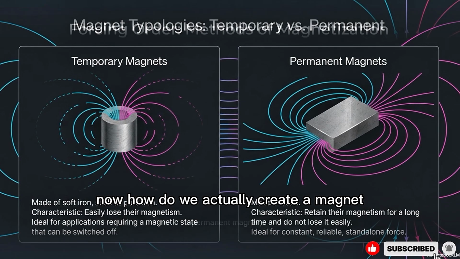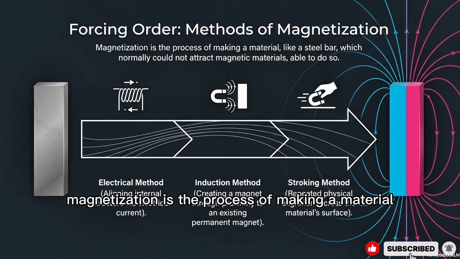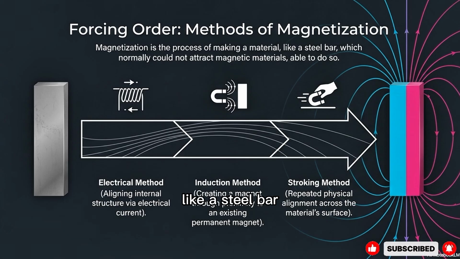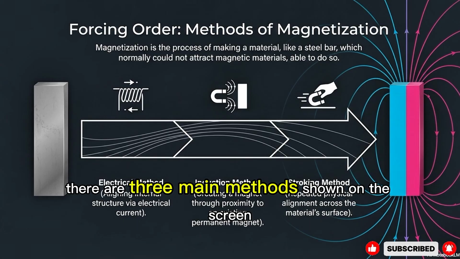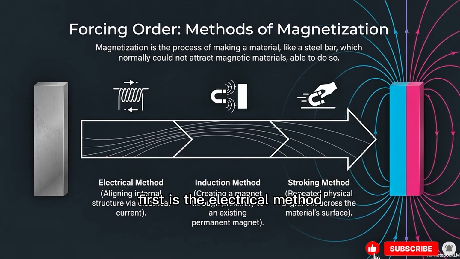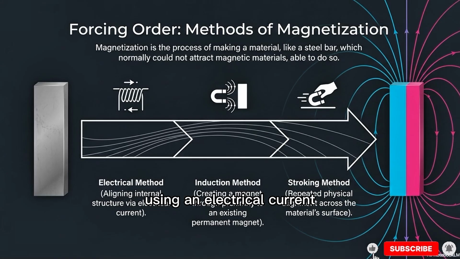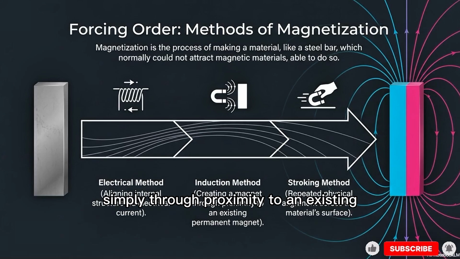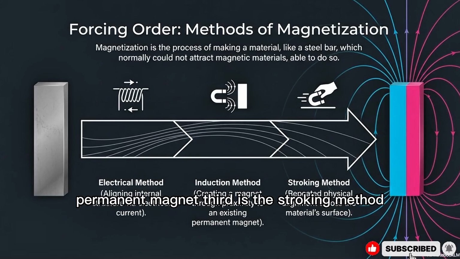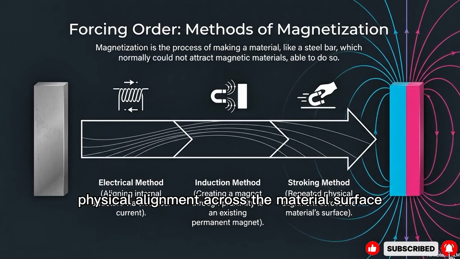Now, how do we actually create a magnet? Magnetization is the process of making a material, like a steel bar, able to attract other magnetic materials. There are three main methods shown on the screen. First is the electrical method, where we align the internal structure using an electrical current. Second is the induction method, creating a magnet simply through proximity to an existing permanent magnet. Third is the stroking method, which involves repeated physical alignment across the material's surface.